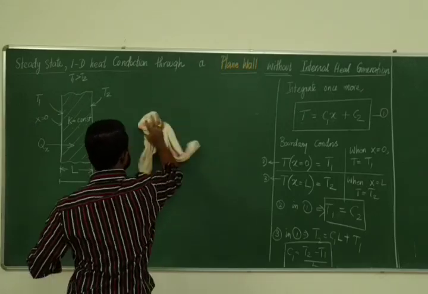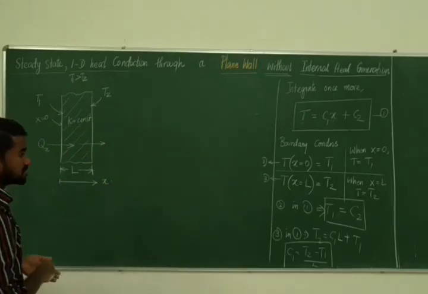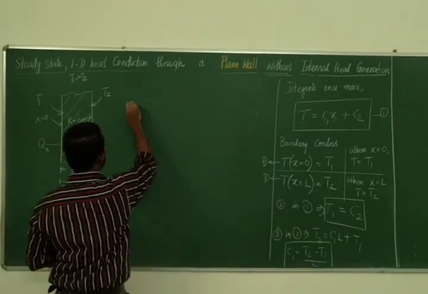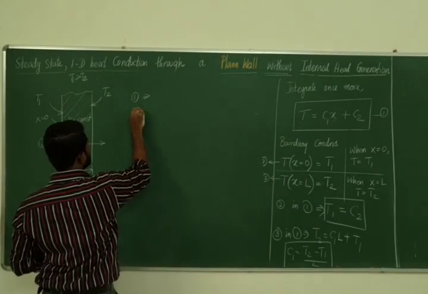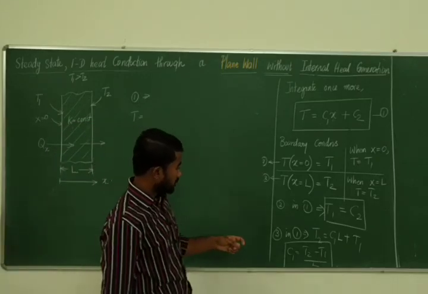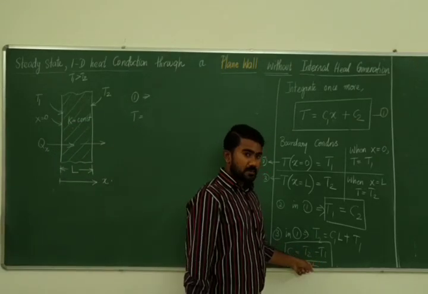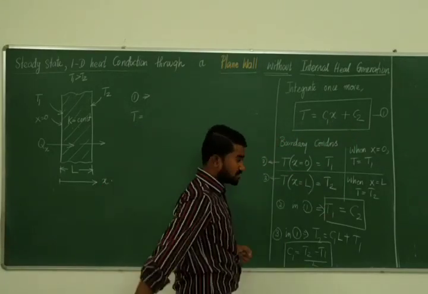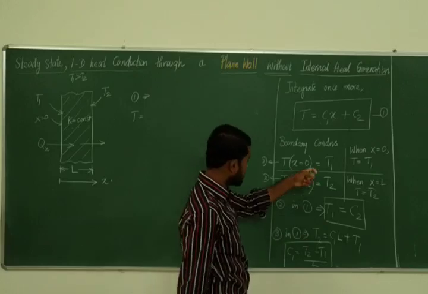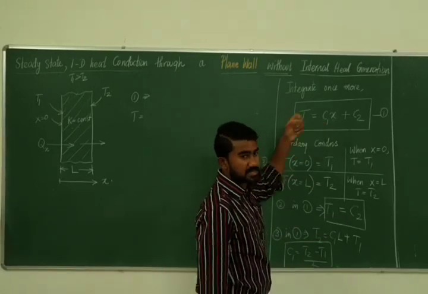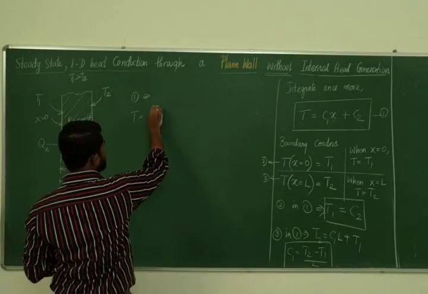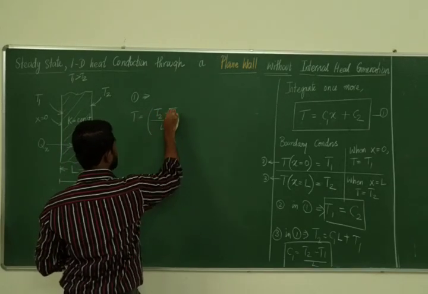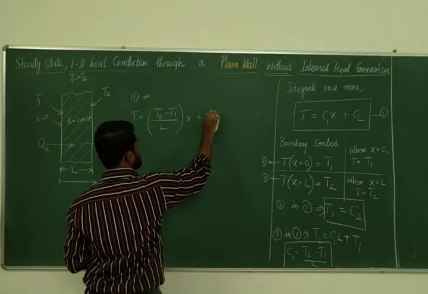Now we get the temperature distribution without any arbitrary constants. I substitute C1 and C2 in equation 1. So equation 1 becomes T equals, can you tell what happens? (T2 minus T1) by L into X plus C2. What is C2? T1. I'm going to just substitute C1 and C2 into this expression. So T is equal to (T2 minus T1) by L into X plus T1.